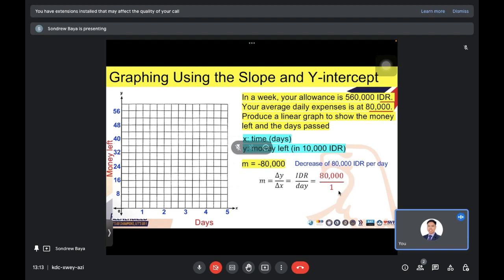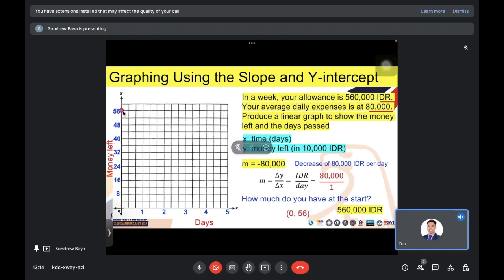And of course, for us to know where to begin, we have to find the y-intercept by asking ourselves a question: how much do you have at the start? Here, it's very obvious from the story that we have 560,000 Indonesian rupiah. Alright? So this gives us 1 point, which is (0, 56). You might be wondering, why is it only 56? Because we said it's in 10,000, to remove the extra zeros. So the first point now is (0, 56).